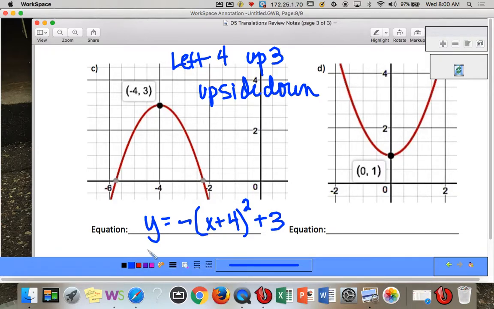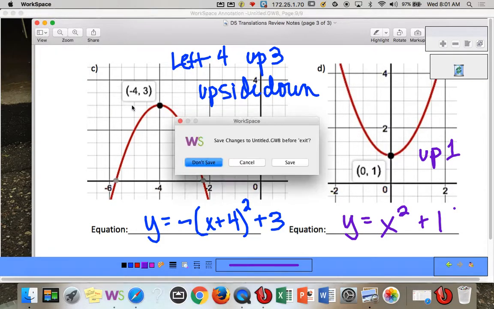And our last parabola here, switch colors. This one doesn't go left or right any, but it does go up 1. And it's a smiley face, so it's positive. So y equals, and if it's up 1, x squared, nothing in the parentheses, plus 1. So you can put the x in parentheses, you don't need to. So I could just erase them. I'll just leave it x squared plus 1.